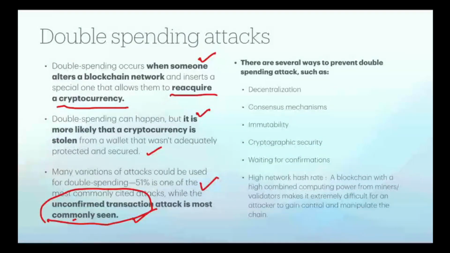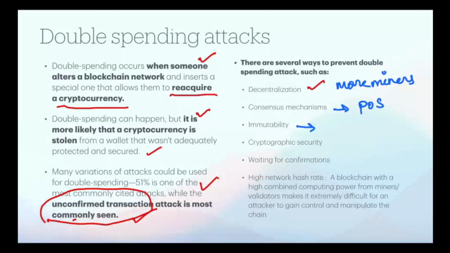Now there are several ways to prevent double spending attacks. One is decentralization. As we have seen, we include more miners in the system. Then the consensus mechanism, the consensus algorithm, generally proof of stake, the POS algorithm. Then immutability, which means prohibiting the blockchain from changing things. And cryptographic security, so generally we increase the cryptographic security for the complete blockchain.